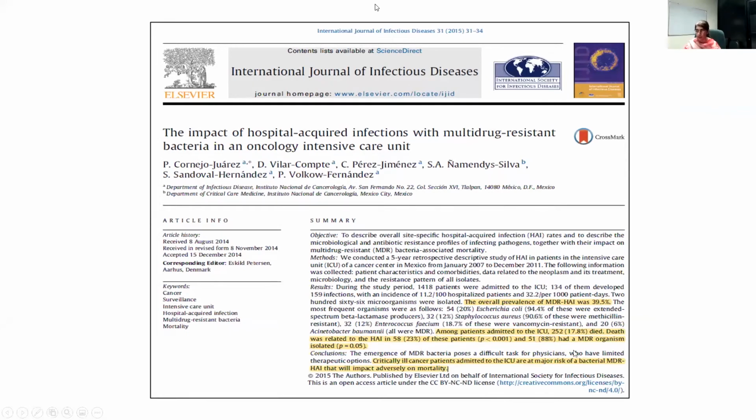an MDR organism. So critically ill cancer patients admitted to the ICU are at a major risk of a bacterial MDR healthcare-associated infection, and this will adversely impact the mortality.